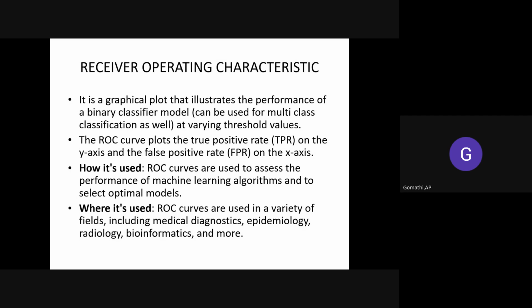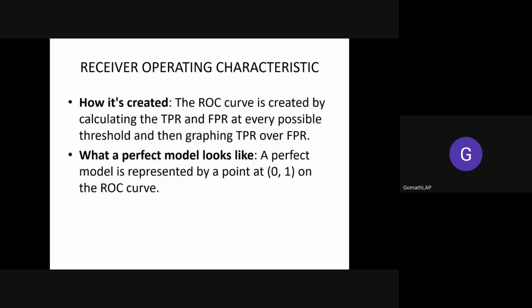So how can we create the curve? The ROC curve is created by calculating the TPR value and the FPR value, that is true positive rate and false positive rate, at every possible threshold, and then graphing TPR over FPR. So we have to consider many threshold values when we draw the ROC curve.